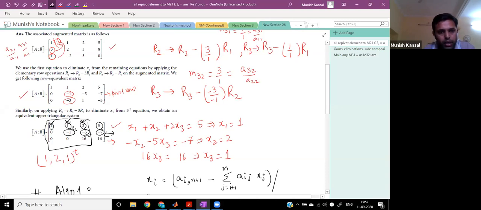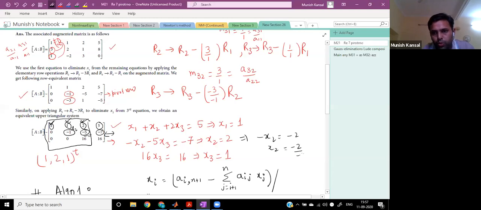Like here it was minus 1, that is why I was writing x2 minus 2. So basically you are dividing it by minus 1, only then you get 2. So that is why I was writing like this, right? So you divide it by a of i comma i, right? So this is how you will find out the values of the variables.